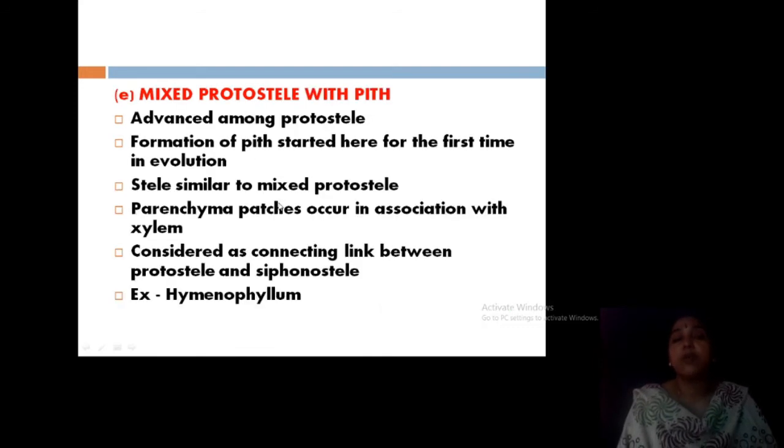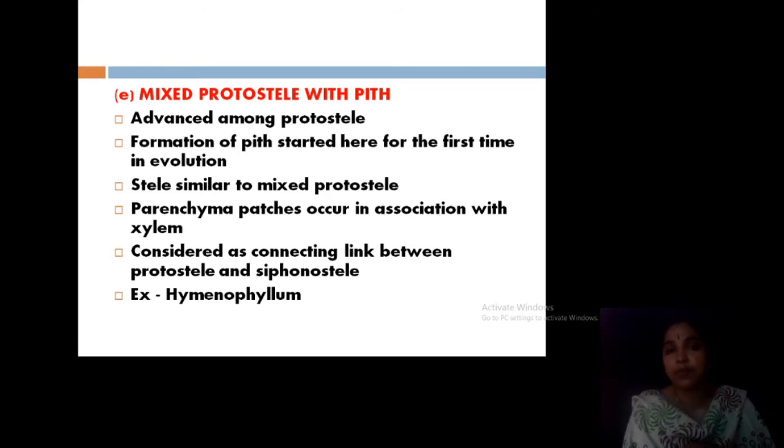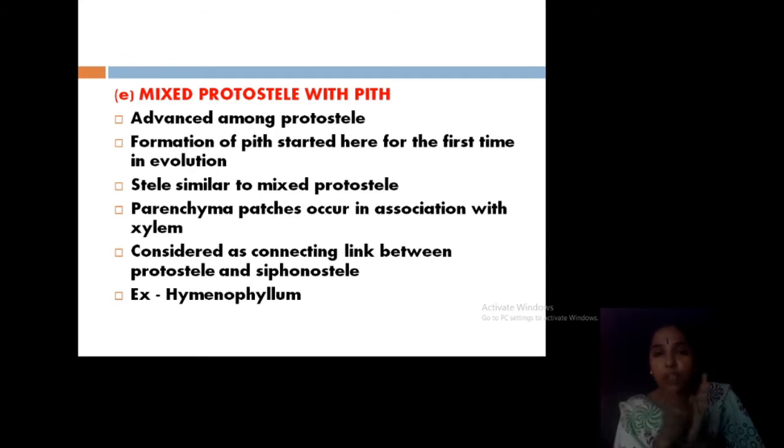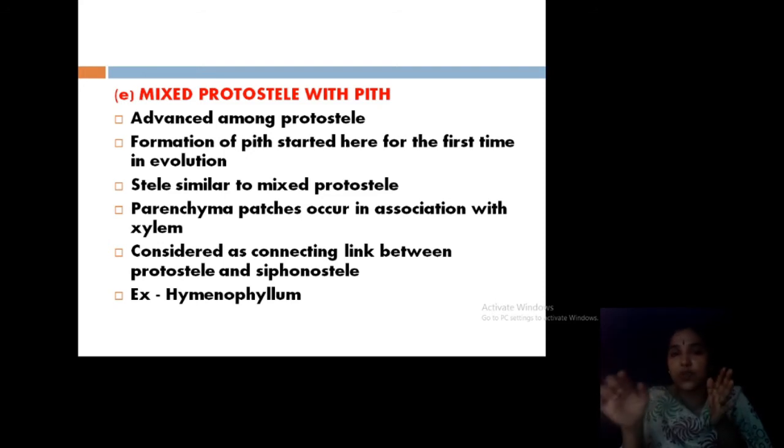Then one more is there, mixed protostele with pith. This is advanced protostele. You can see the centermost part having a pith also. Others are all like the mixed protostele, and it is a connecting link between the protostele and siphonostele. You know, protostele is a stele without pith, but siphonostele is a stele with pith. So from the evolution, when you consider the evolution from protostele to siphonostele, this is a connecting link between protostele and siphonostele. That is mixed protostele with pith. Example, Hymenophyllum.